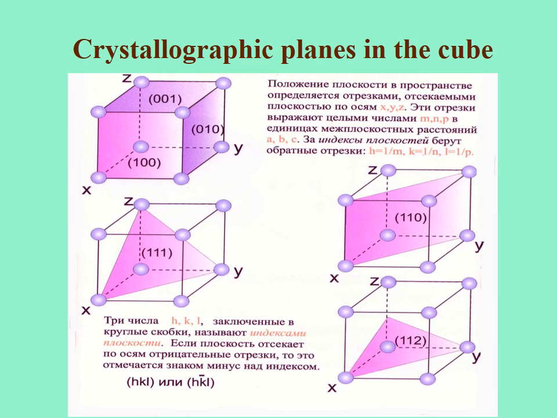And here you can see the rest of the planes in the cube. For example, the symbol of this plane is 1, 1, 1. You can see 1, 1 and 1.